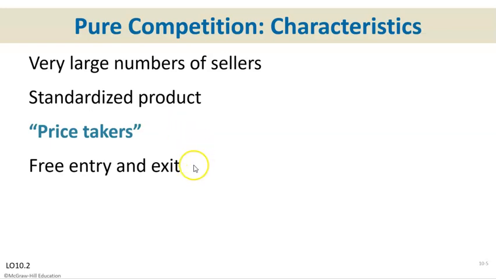Another characteristic in pure competition is free entry and exit. So this just means that it's very easy to enter or exit the market. The key is that if a new business wants to open up in pure competition, it's very easy to do so. So they can jump in, they'll just get a business loan, get set up, and then they can start producing and selling the product.